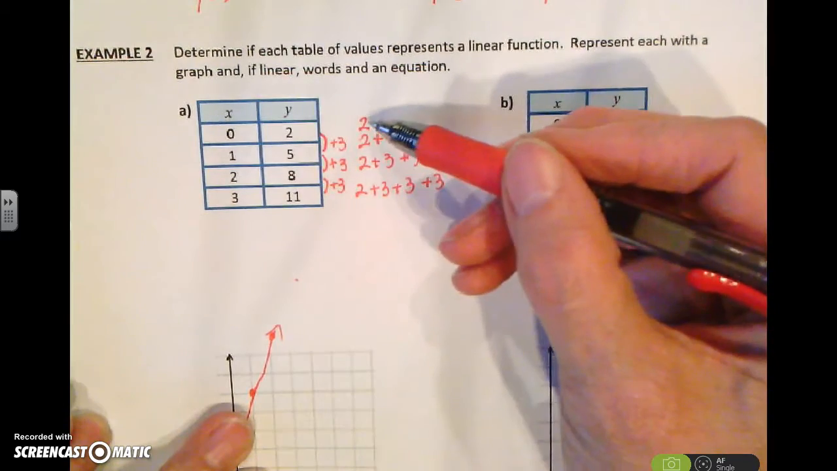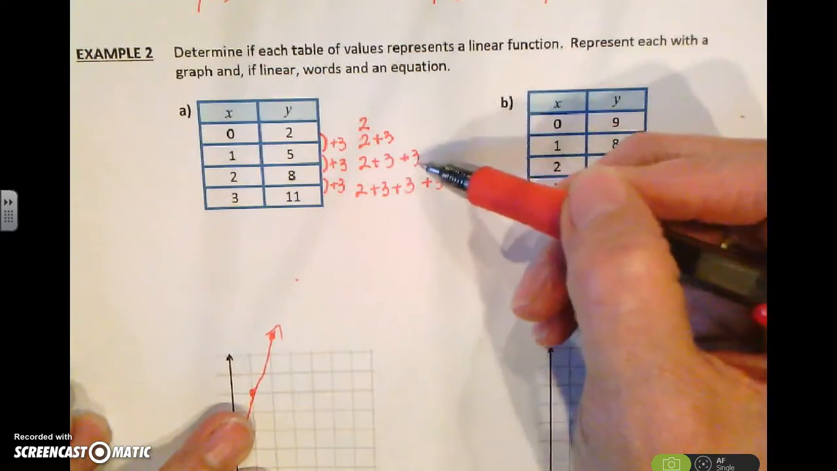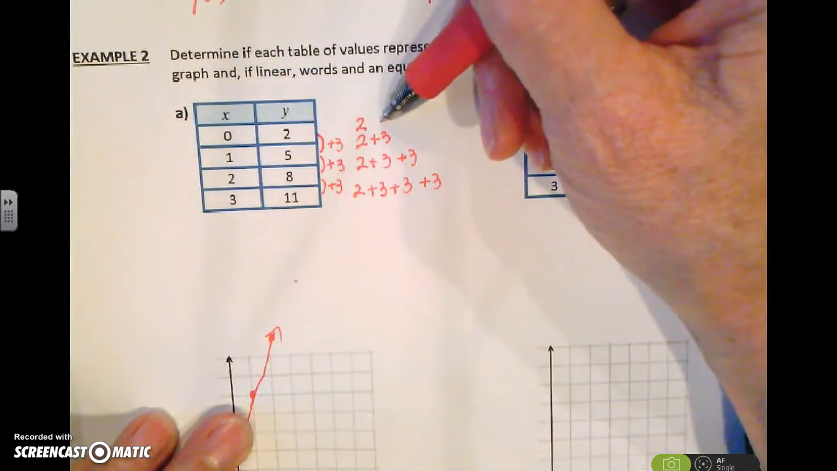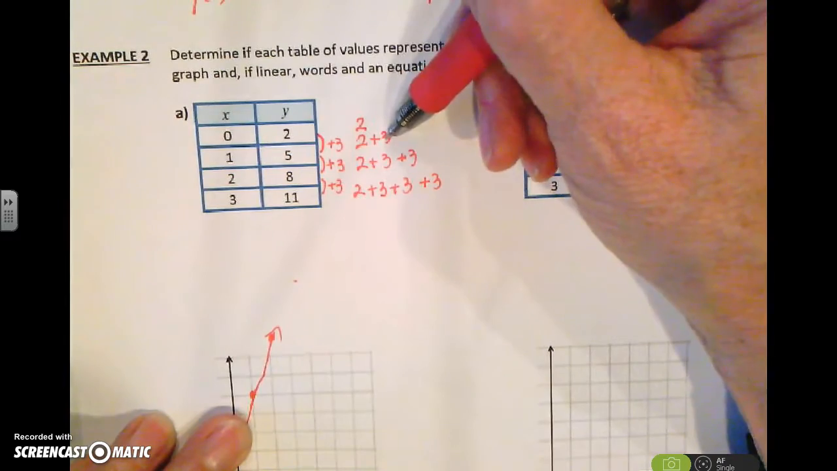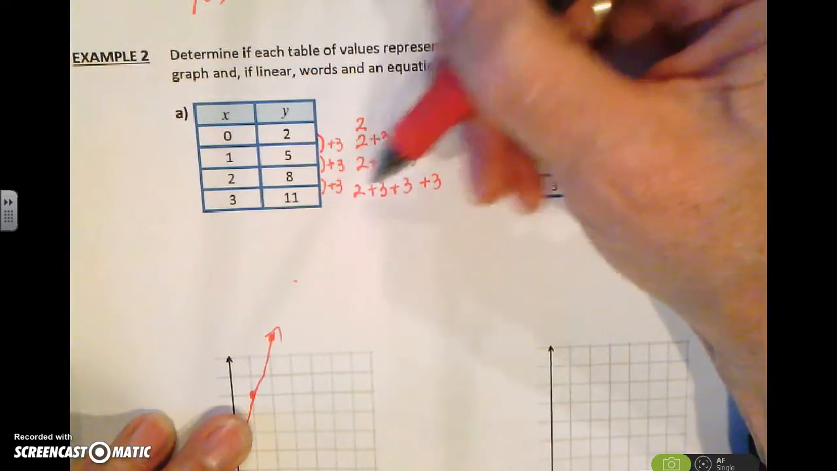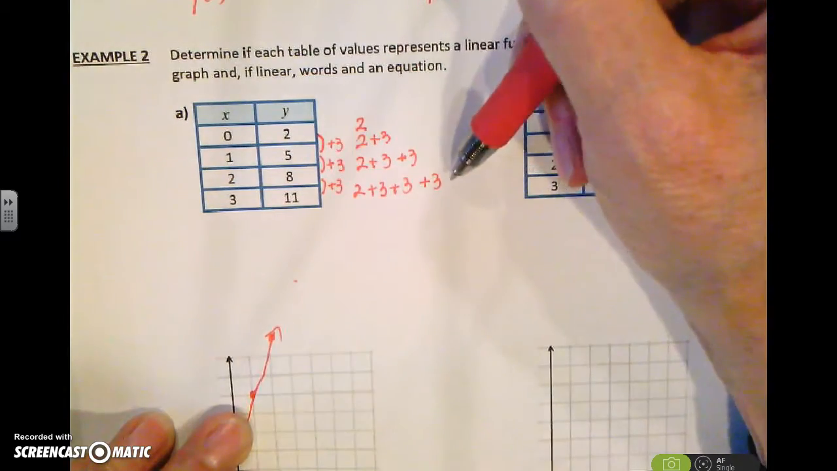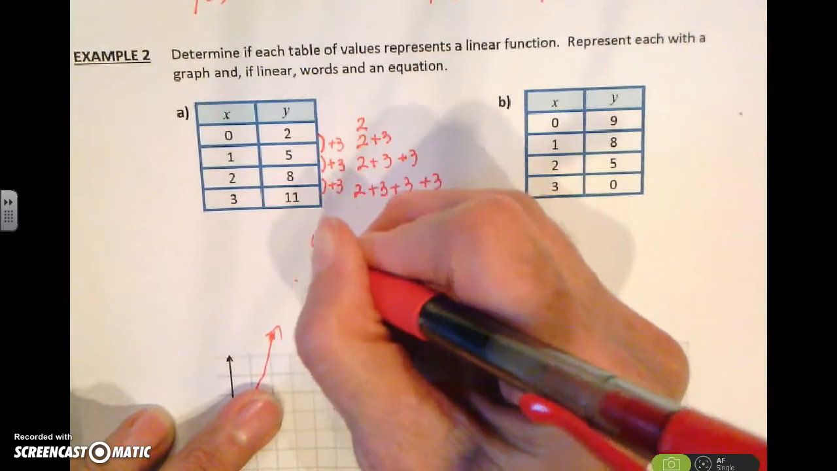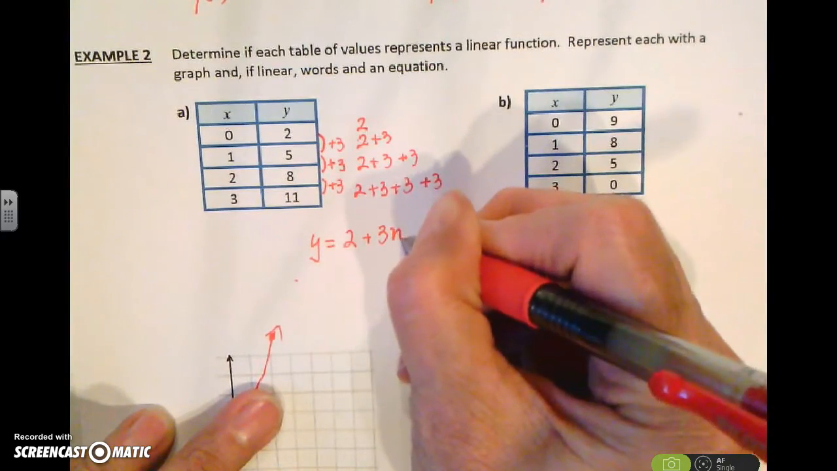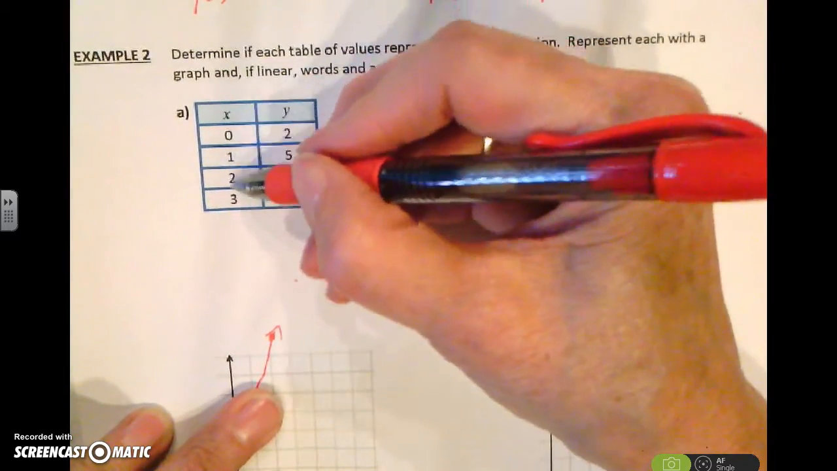So we start off with a 2, which is going to be our constant part of it. Then we're going to add 3 each time down. So notice that when x is 0, I add 0 3s. When x is 1, I added 1 3. When x was 2, I took that initial 2 and I added 2 3s. And when x was 3, I took that initial 2 and I added 3 3s to it. So our equation is going to be that y is equal to 2 plus 3 times x, where x is this over here.